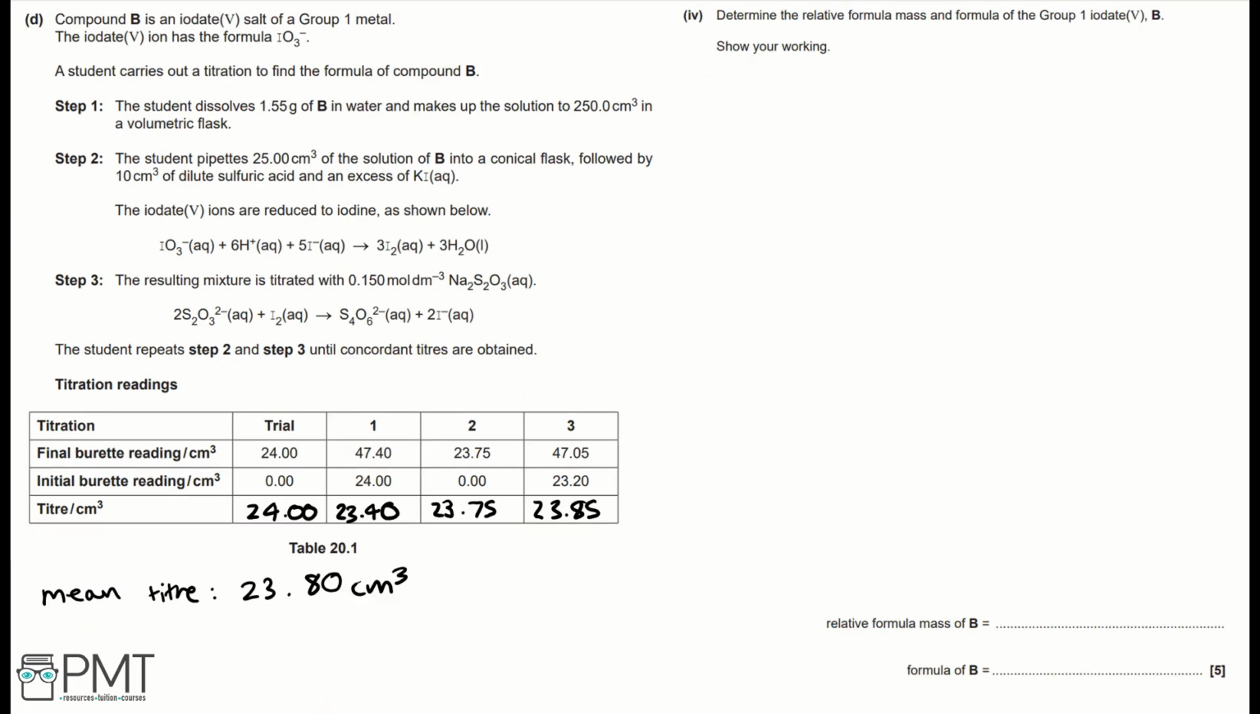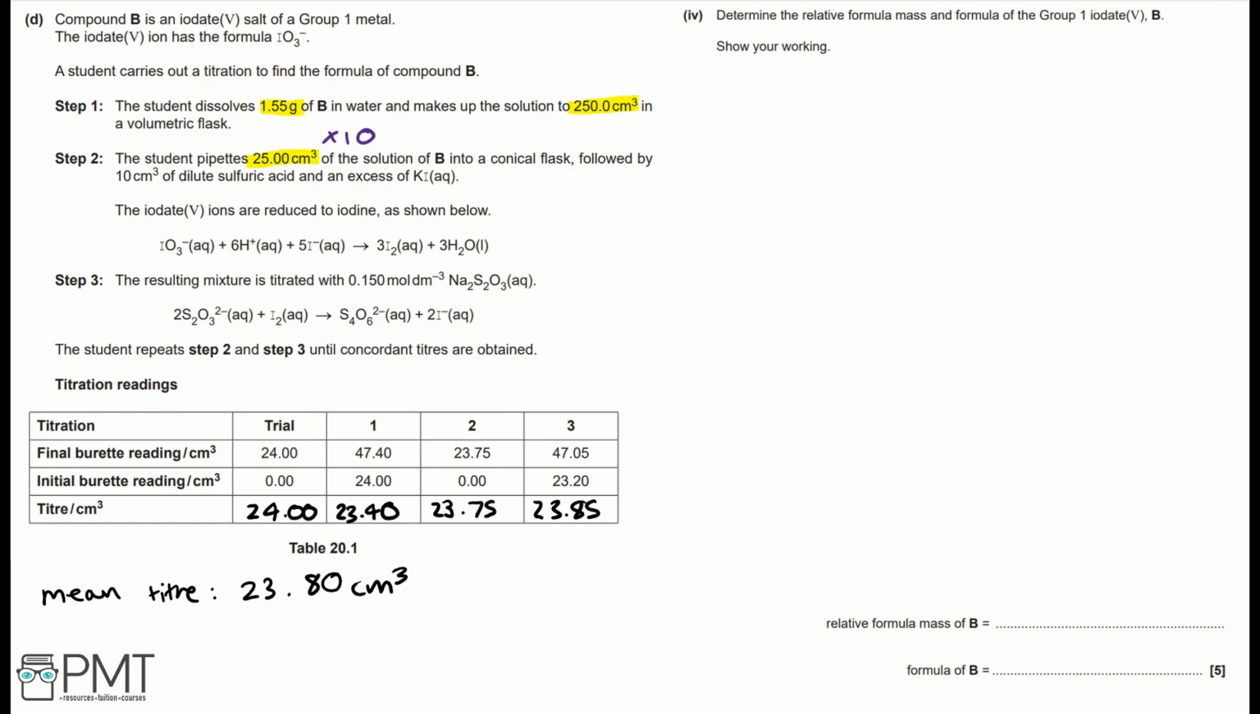Part 4. Determine the relative formula mass and formula of the Group 1 iodate 5B. Show your working. So what I've done firstly is copy across the information from table 20.1 and our calculated mean titre. Next, we need to highlight other key pieces of information in the question. The mass of B the student is using is a key piece of information, alongside the volume the student is making the solution up to, 250 centimetres cubed. But the student's using 25 centimetre cubed samples, so there's a factor of 10 we need to account for later on in the question.